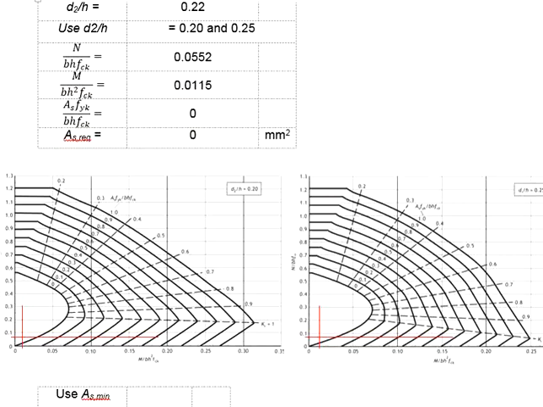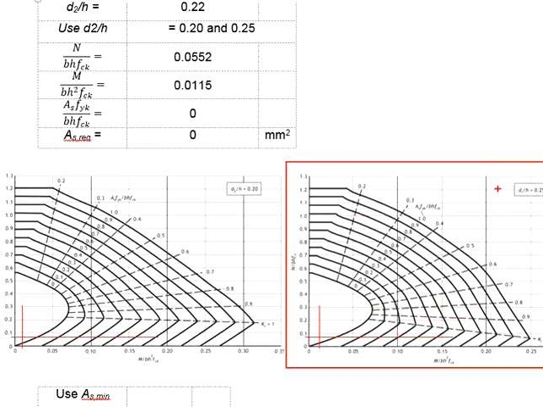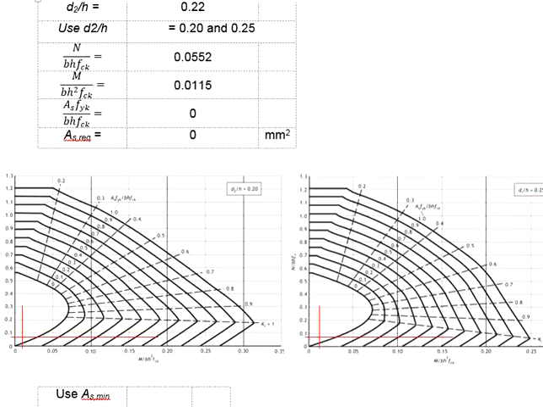The column size is relatively large as compared to the load acting onto it, and the moment is relatively small, so when the column is subjected to compression, the flexural crack is not likely. Next, we will do the same for the chart of D over H equals to 0.25. Again, it intersects at the region without any reinforcement.